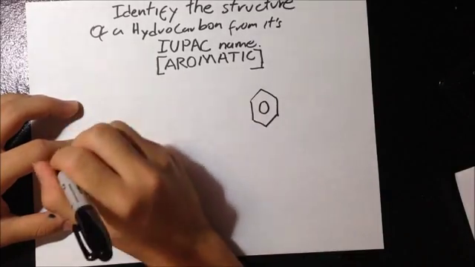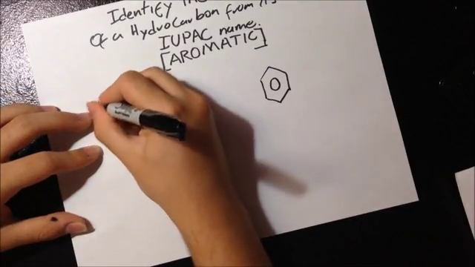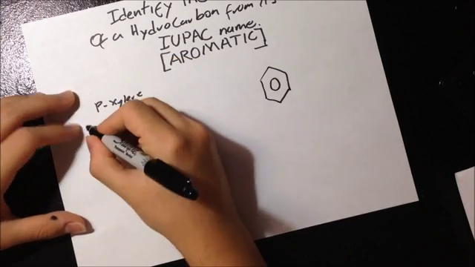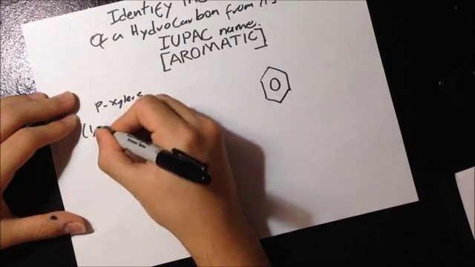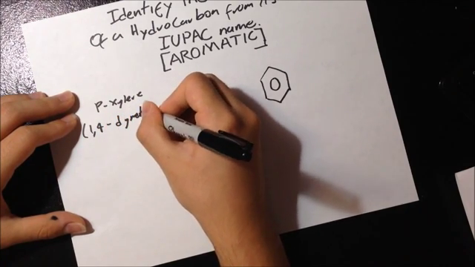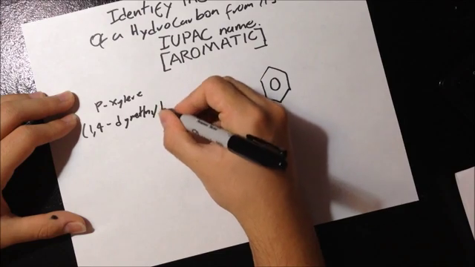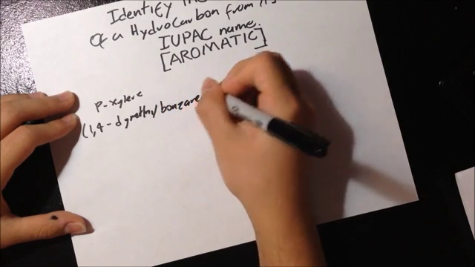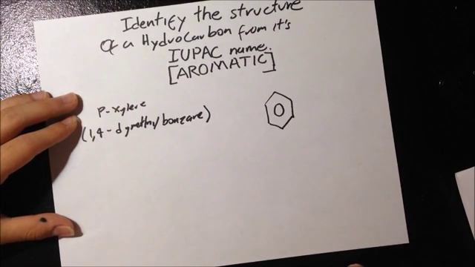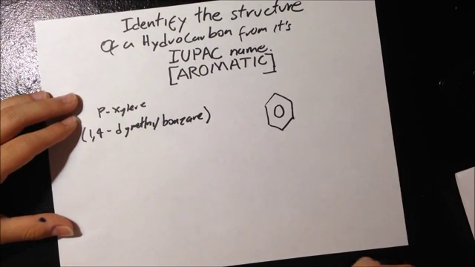We have the name p-xylene, that it's named 1,4-dimethylbenzene. So with this name we can know what is going to go where.